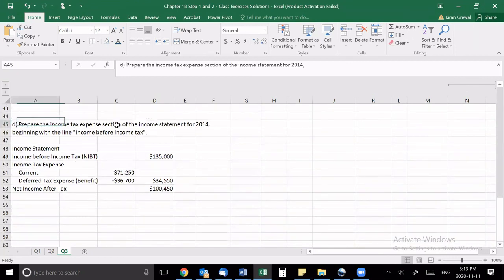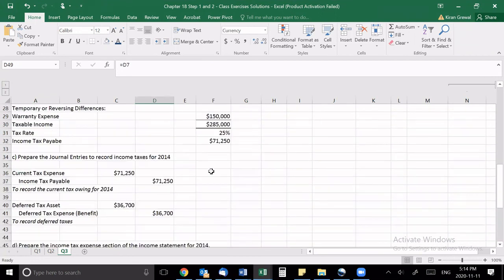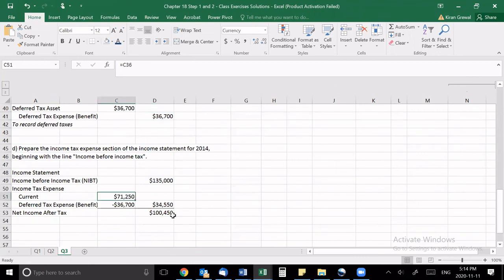And then lastly, part D says to prepare the income tax expense section for 2014. So we're going to start with income before tax, which was 135. And then we're just going to look at the journal entries we did. So we did a journal entry to current tax expense for $71,250. And we did a deferred tax benefit of $36,700. So an expense is going to bring down net income. A benefit is going to increase net income, right? So we have the current tax expense, the deferred tax benefit. So in total, the expense that's going to bring down our net income is $34,550, and our net income after tax is $100,450.